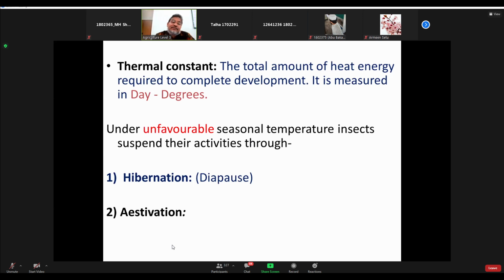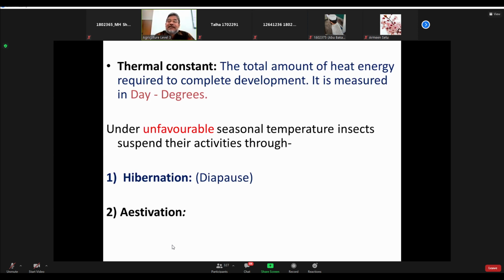So above 35 degrees centigrade, in some cases insects can tolerate 40 degrees centigrade, depending on the species. So that particular species, when the temperature is 15 degrees or below, will go to hibernation. When the temperature is above 40 degrees, the insects will go to estivation. So it is not fixed for all the insects.